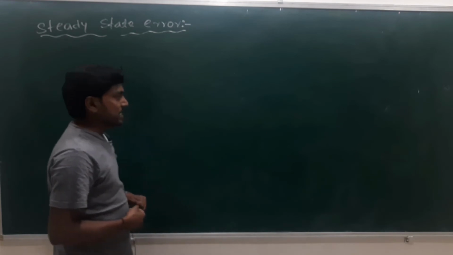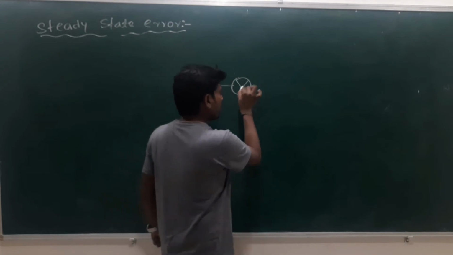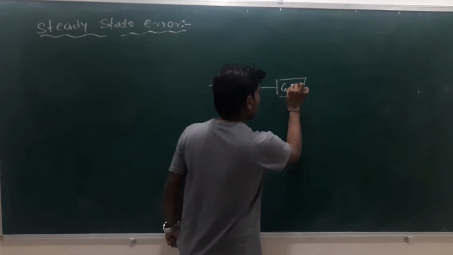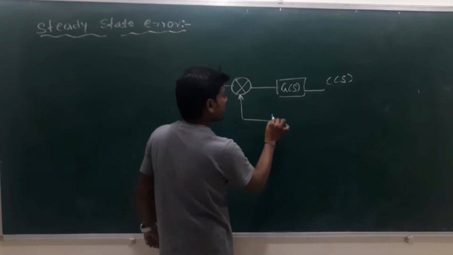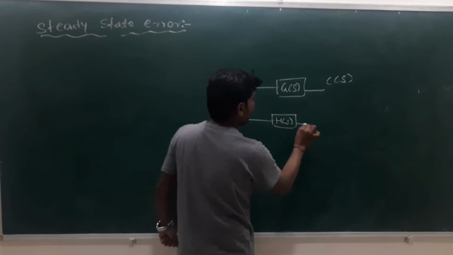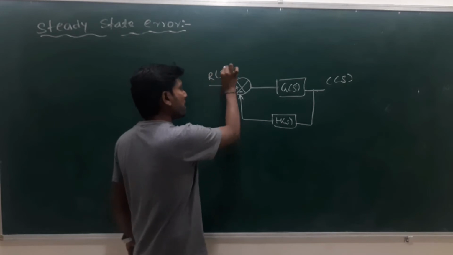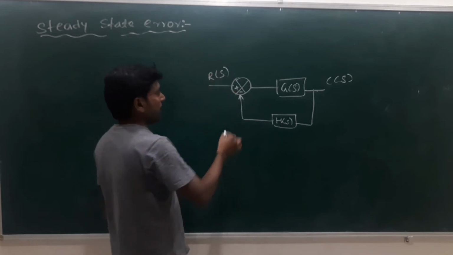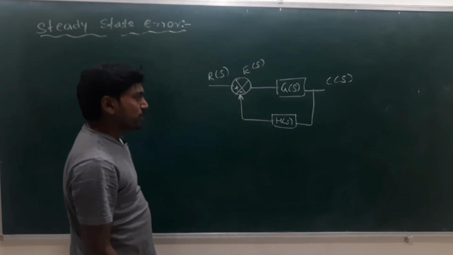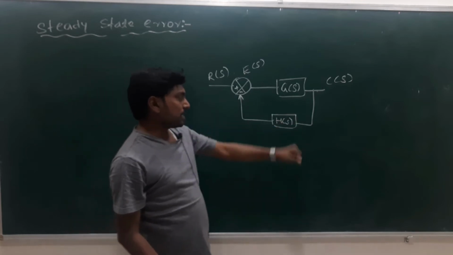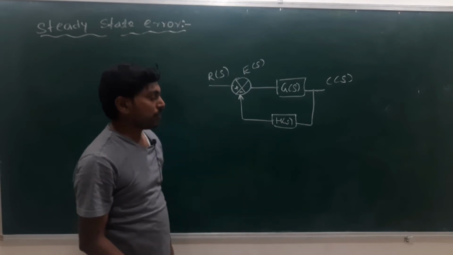Here we derive the steady state error for the closed loop system. This is the closed loop system. For this closed loop system, we know the gain G(s), the response is C(s), and the feedback path is H(s). R(s) is the input, with negative feedback, and E(s) is the error signal. For this closed loop system, we find the response, the error signal E(s), and the feedback path H(s).